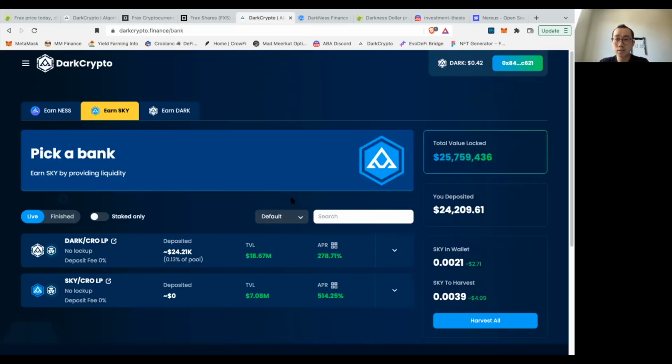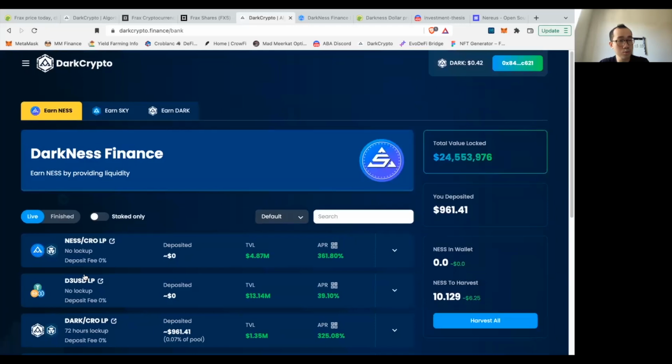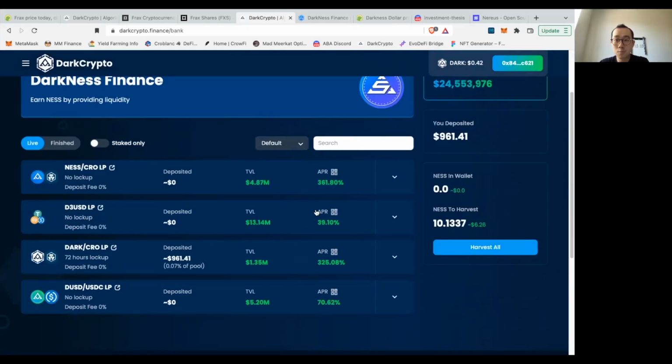Today, we're really going back to revisit our stablecoin strategies, especially for all you low-risk yield farmers out there. In today's video, we'll be talking mainly about D3USD and DUSD, which are stablecoin pools on DarkCrypto or Darkness Finance, which just launched last week. As you can see from these pools, we're earning about 39.1% per annum on just your usual USDT, DAI, and USDC in your D3 USD pool, as well as 70% APR, which is pretty high, on DUSD, USDC.